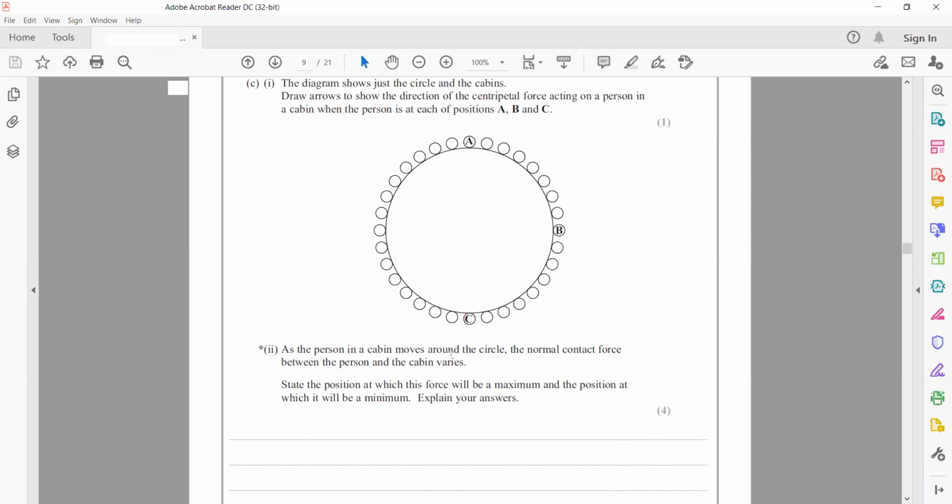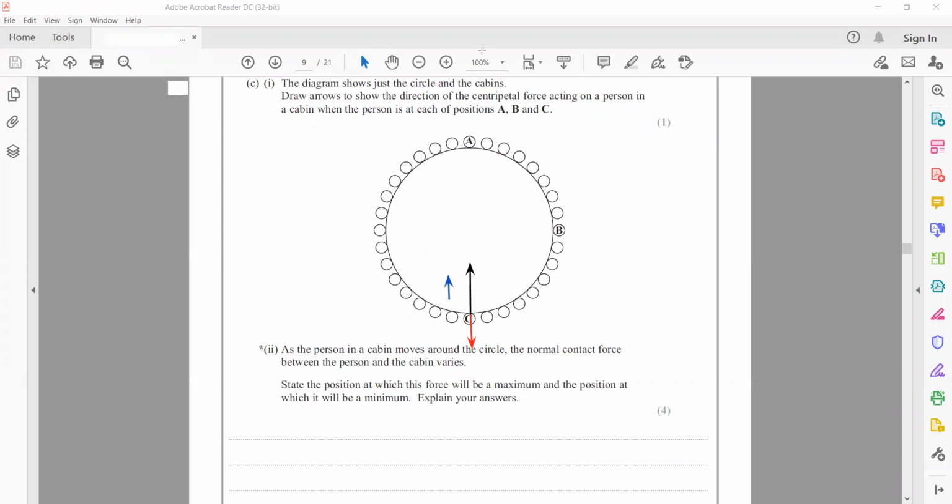Basically what happens is, because the weight is acting down, and we want the resultant towards the center, the resultant force should be towards the center. So it means the upward force at point C should be higher than the downward force, so that the resultant which is created by these two forces is directed towards the center.